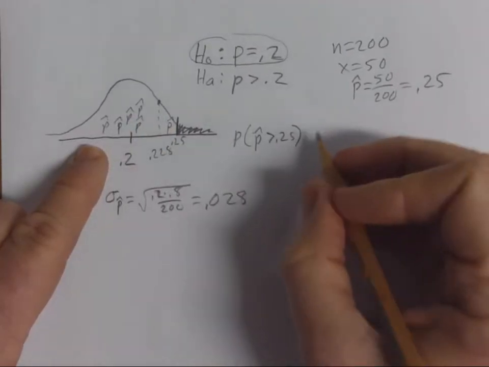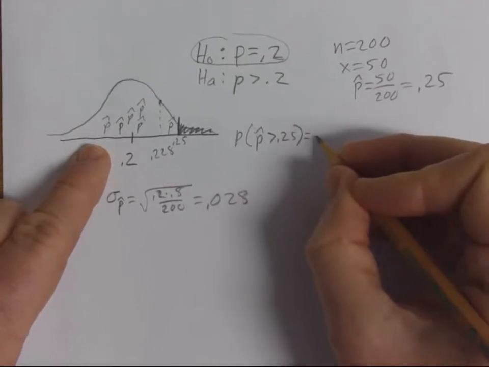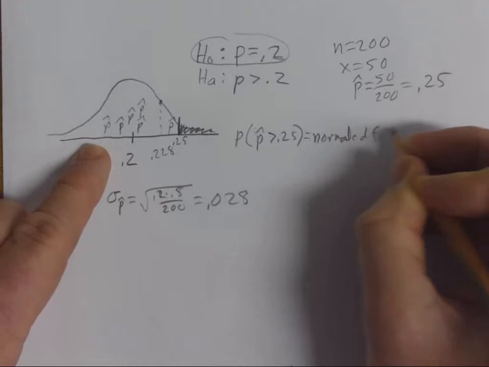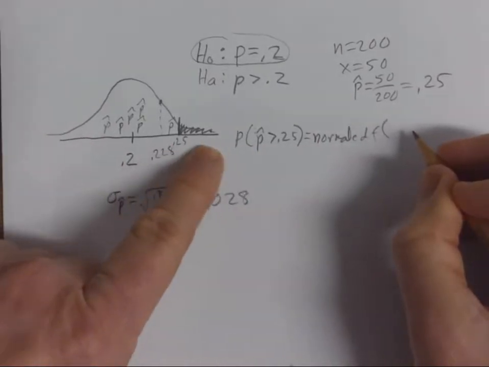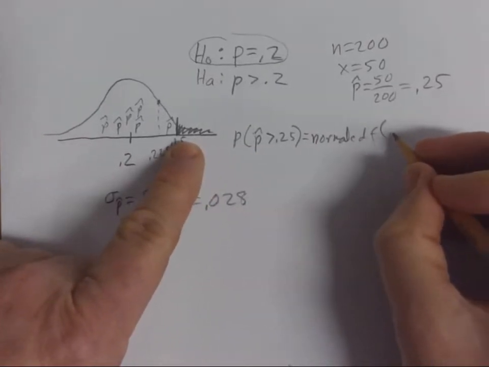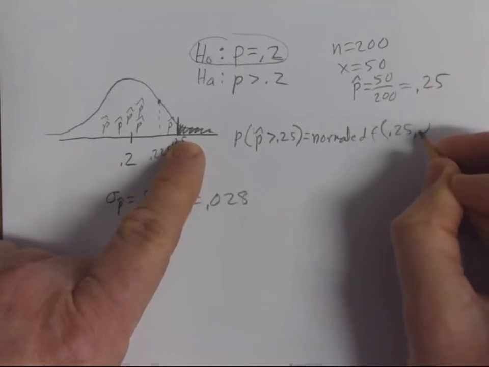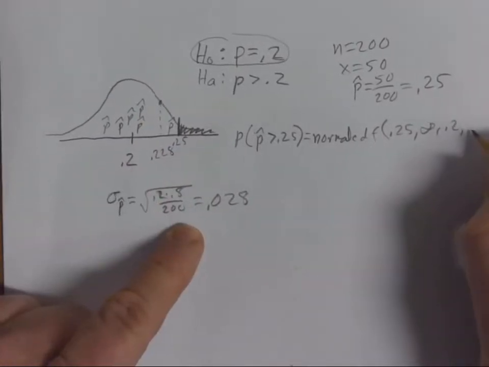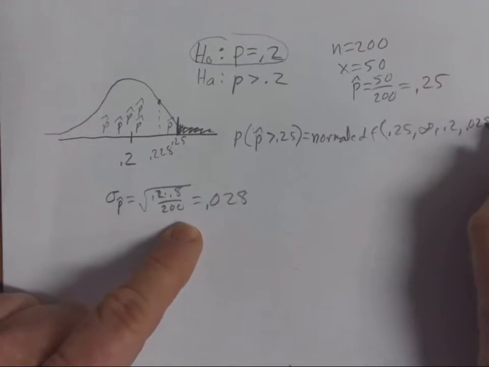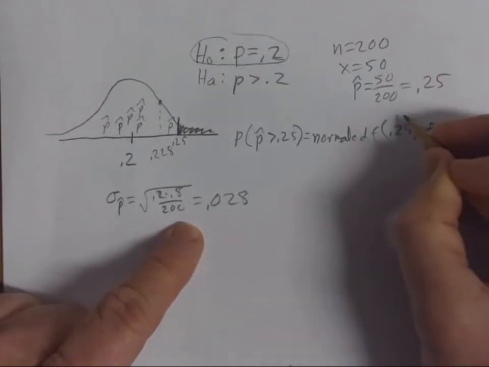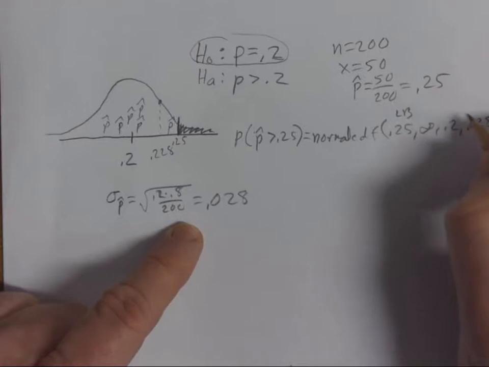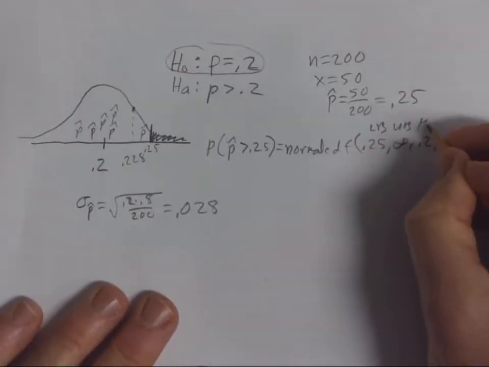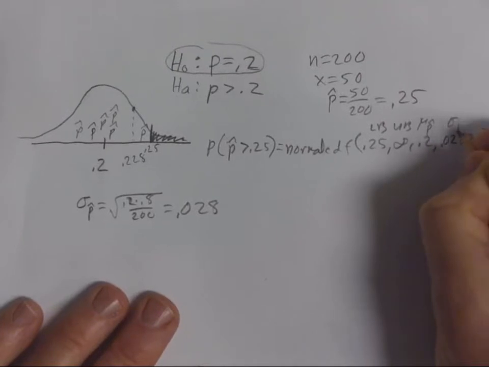And we could find this using normal CDF. So if we said normal CDF, and then from 0.25 to infinity, finding the area here of the shaded region, 0.25 to infinity. Our mean of our p-hats is 0.2, and our standard deviation is about 0.02828 actually. So that is my lower bound. That is my upper bound. This is the mean of my p-hats. That's the standard deviation of my p-hats.